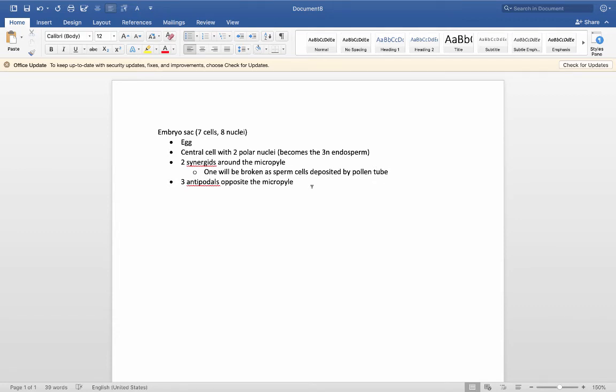And the antipodal cells, these are essentially vestigial, so you don't even really need them. They're just sort of the remnants of the other cells that are not the rest of the embryo sac. And actually experiments have been done where they've gone in and removed the antipodal cells from an embryo sac, and everything develops perfectly fine even without the antipodal cells. So they're really just extraneous extra cells that aren't really needed, and they don't really do anything when it comes to fertilization.